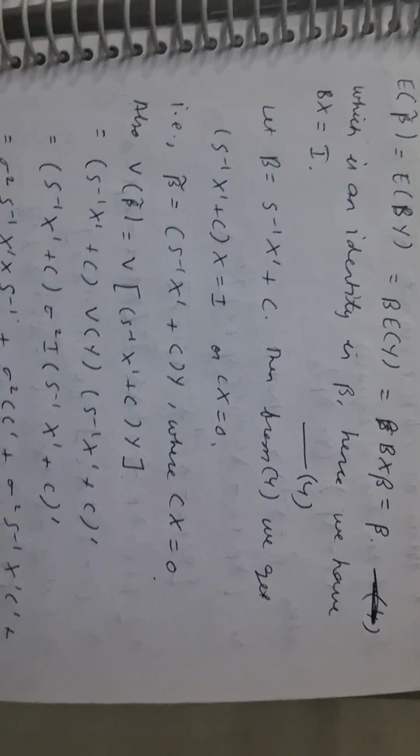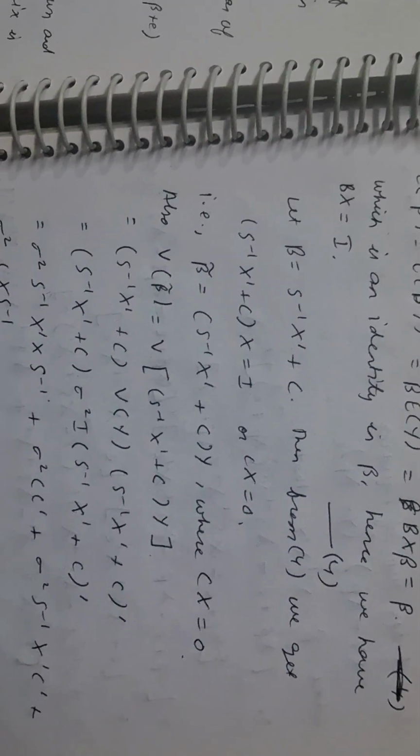Now we consider any other linear unbiased estimate β curl of β which is different from β cap, and let it be given by this value. Since it is an unbiased estimator of β, we take its expectation, we substitute the value, and here we get β, which is an identity in β. Hence we have BX is equal to I.